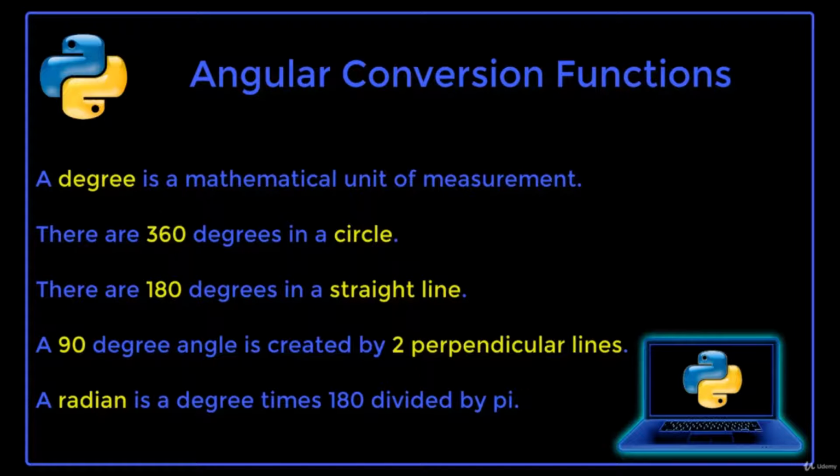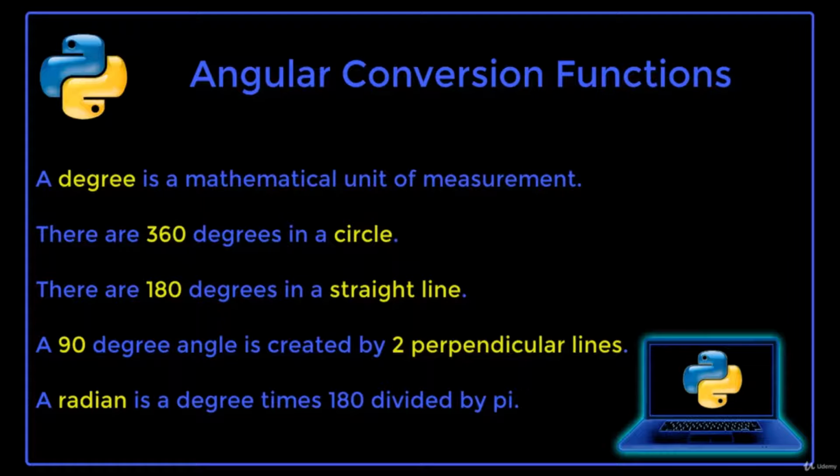A degree is a mathematical unit of measurement. There are 360 degrees in a circle. There are 180 degrees in a straight line. A 90-degree angle is created by two perpendicular lines. A radian is a degree times 180 divided by pi. As you can imagine, doing conversions like this by hand can get messy really quick.